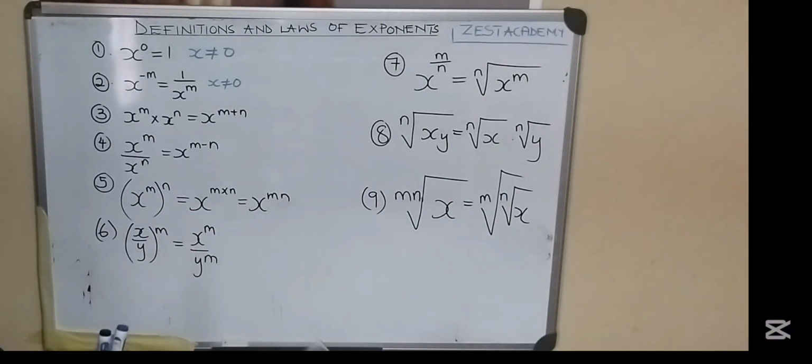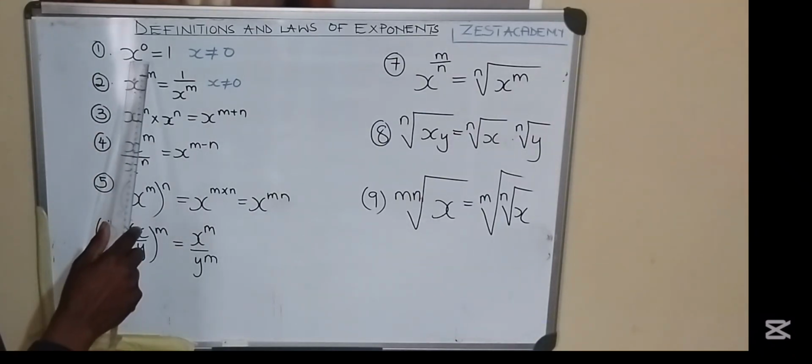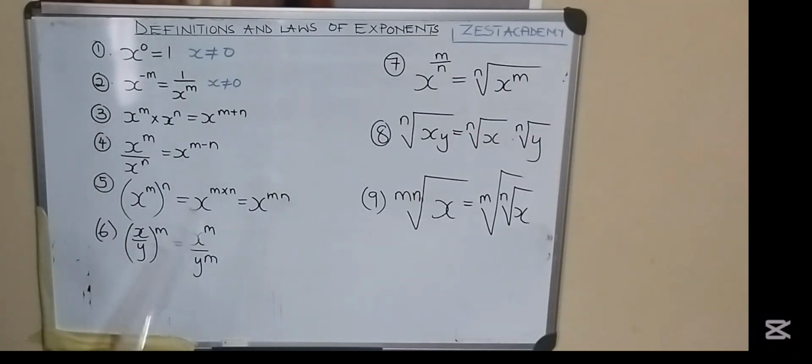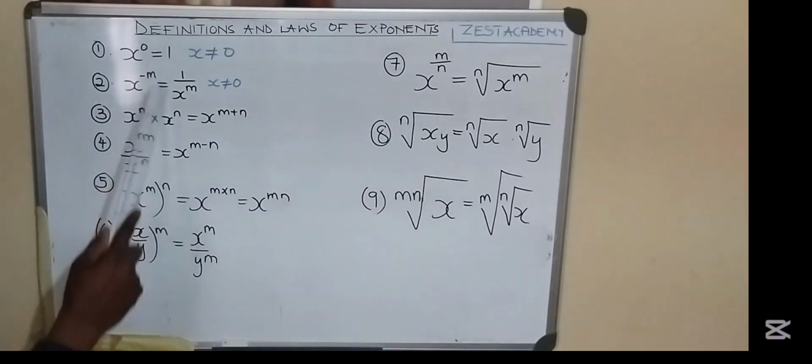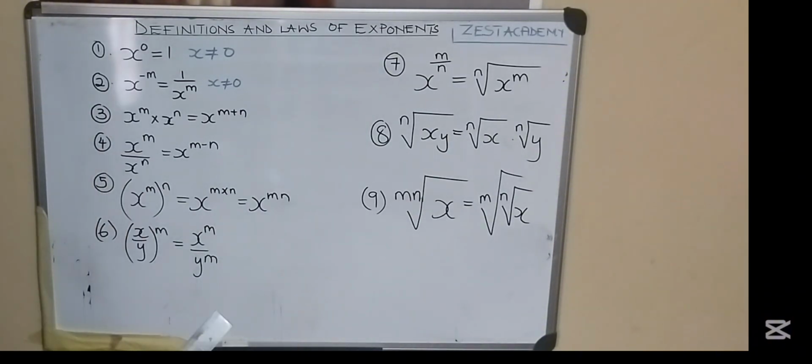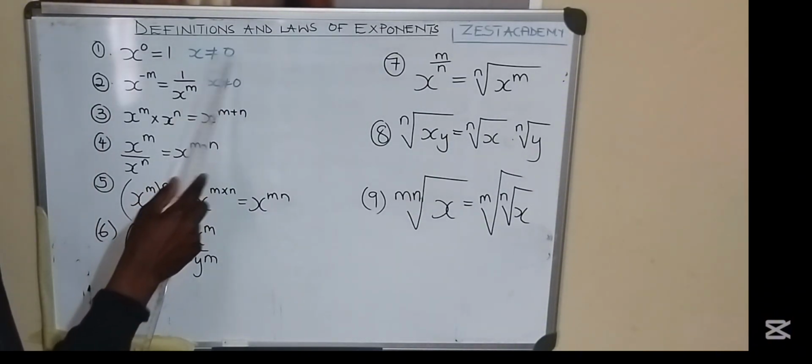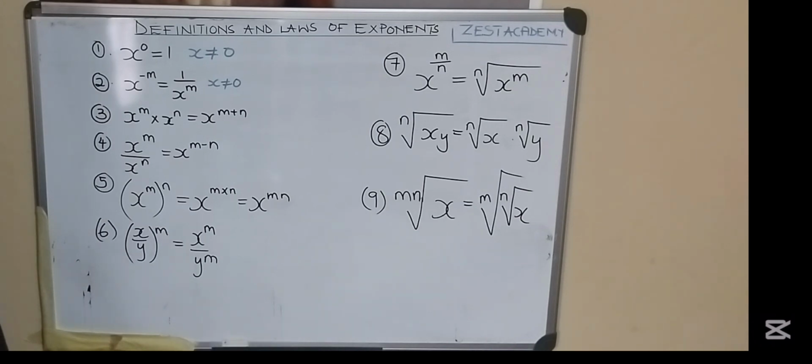Right, so what is law number 1? Law number 1 says if any base is raised to the power of 0, it is equal to 1. Don't forget that your base cannot be equal to 0, so that's a restriction.